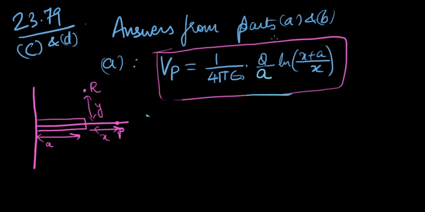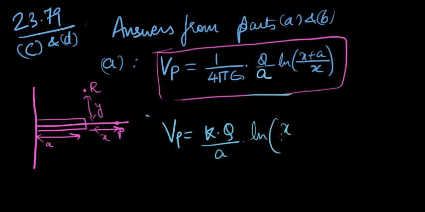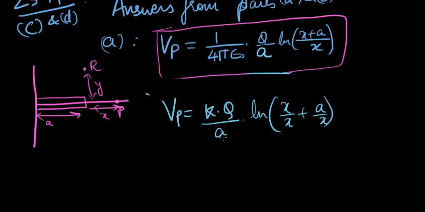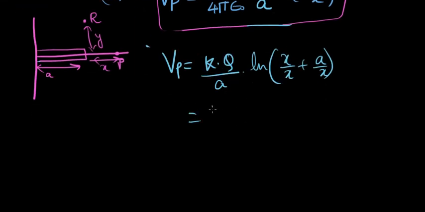So this is what we found in part A to be the potential at point P. Let's call 1 over 4 pi epsilon naught k so that we can save some time writing. Vp equals k q over a times natural log of, look how I'm going to split this thing now, x plus a over x, so k q over a natural log of 1 plus a over x.